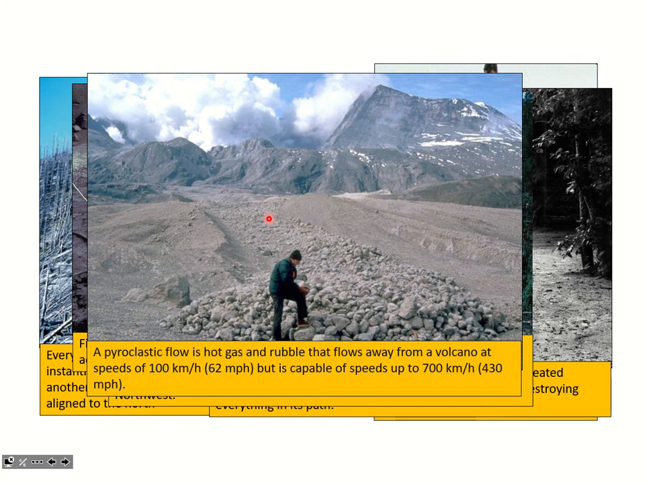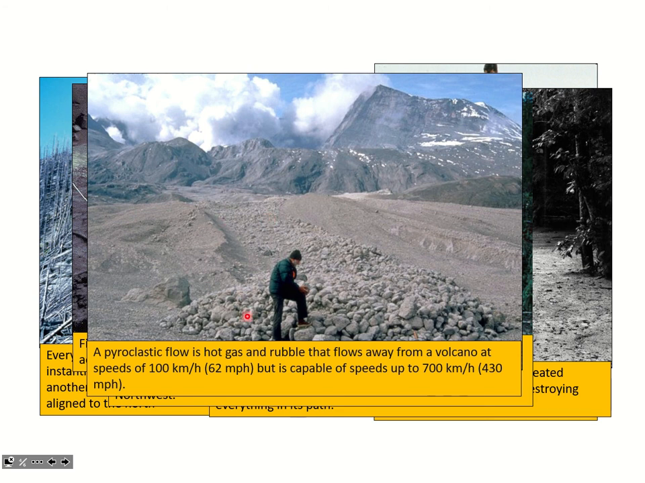This one flowed at speeds up to 100 kph, but they're capable of incredible speeds, as sometimes the gas that's contained within them almost makes them float over the ground at incredible speed. And they contain all of the ash and the superheated rubble, and they can hit you incredibly quickly with superheated temperatures, and basically you're not going to survive if a pyroclastic flow hits you.